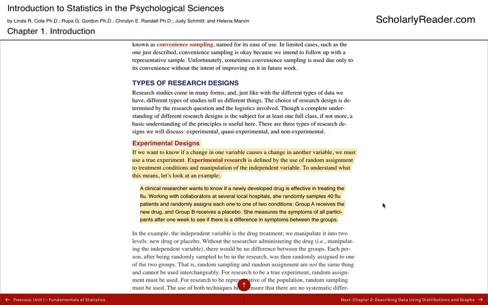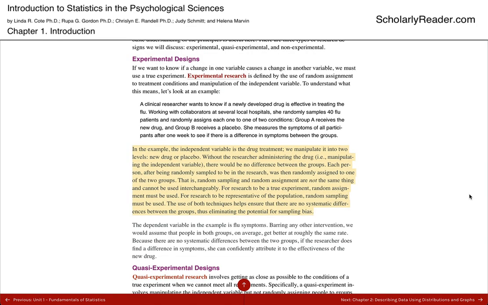Working with collaborators at several local hospitals, she randomly samples 40 flu patients and randomly assigns each one to one of two conditions. Group A receives the new drug, and Group B receives a placebo. She measures the symptoms of all participants after 1 week to see if there's a difference in symptoms between the groups. In the example, the independent variable is the drug treatment. We manipulate it into two levels, new drug or placebo.